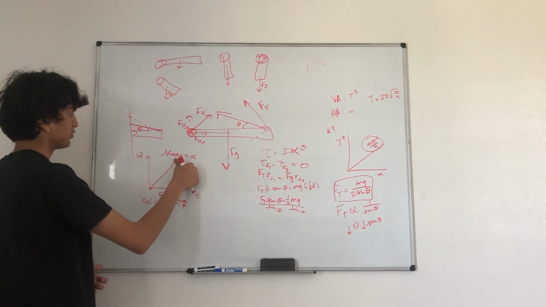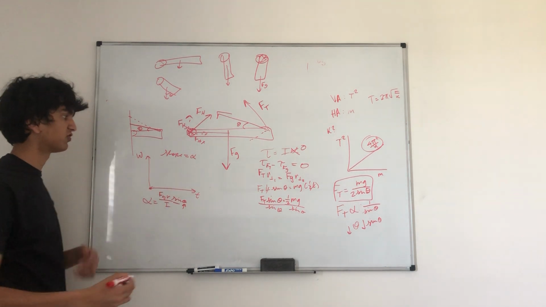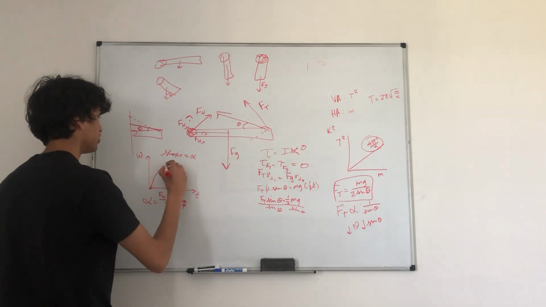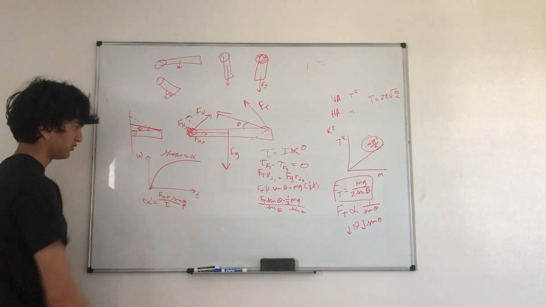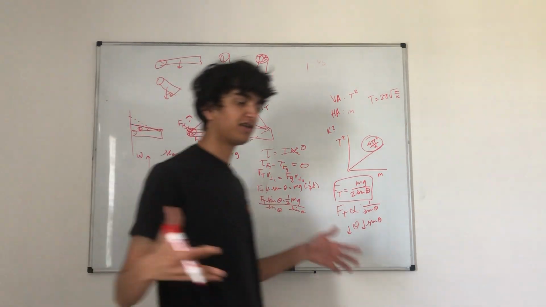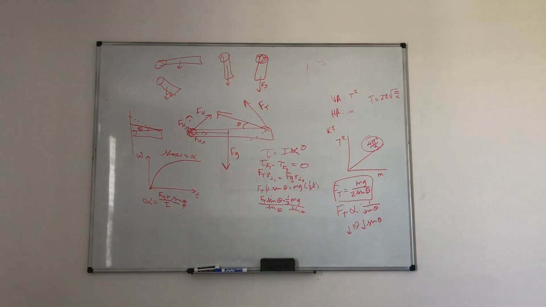So what does that look like? Angular acceleration is our slope, so our slope should decrease. It's going to kind of slow down. This is not an easy, memorized kind of graph. You kind of have to think it through. So yeah, that was the entire QQT.